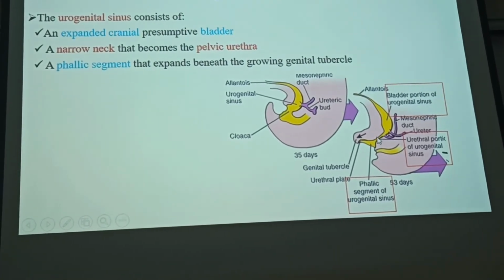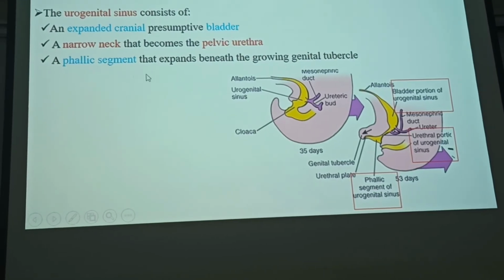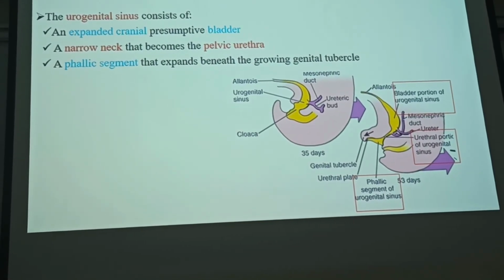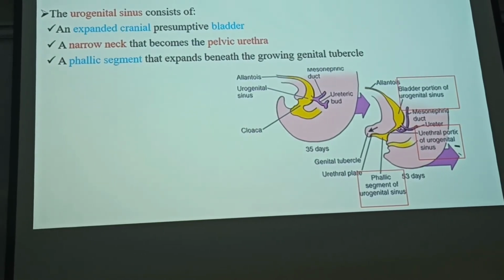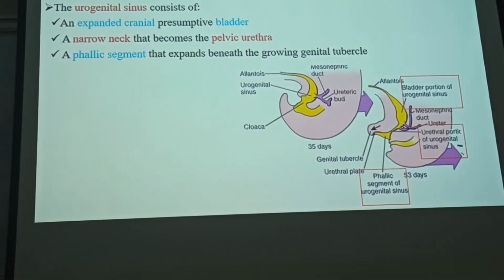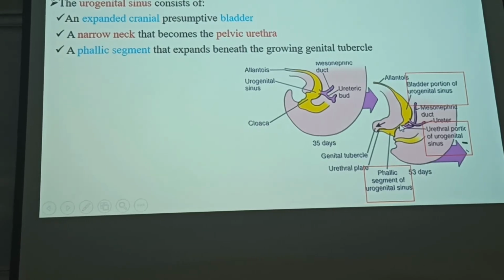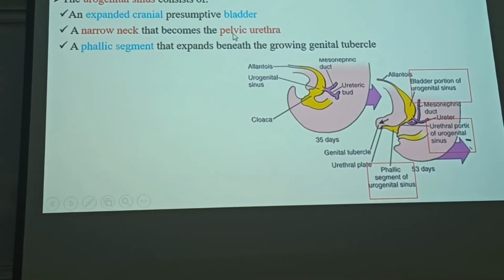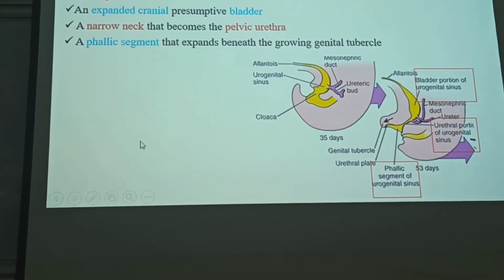The pelvic urethra is here, and the lower part gives rise to the phallic segment. So by this way, the urogenital sinus gives rise to the bladder, pelvic urethra, and phallic segment. Okay? Bladder is here. What is this? Okay. Narrow neck or pelvic urethra. The pelvic urethra is important. And the lower part or phallic segment. Okay?